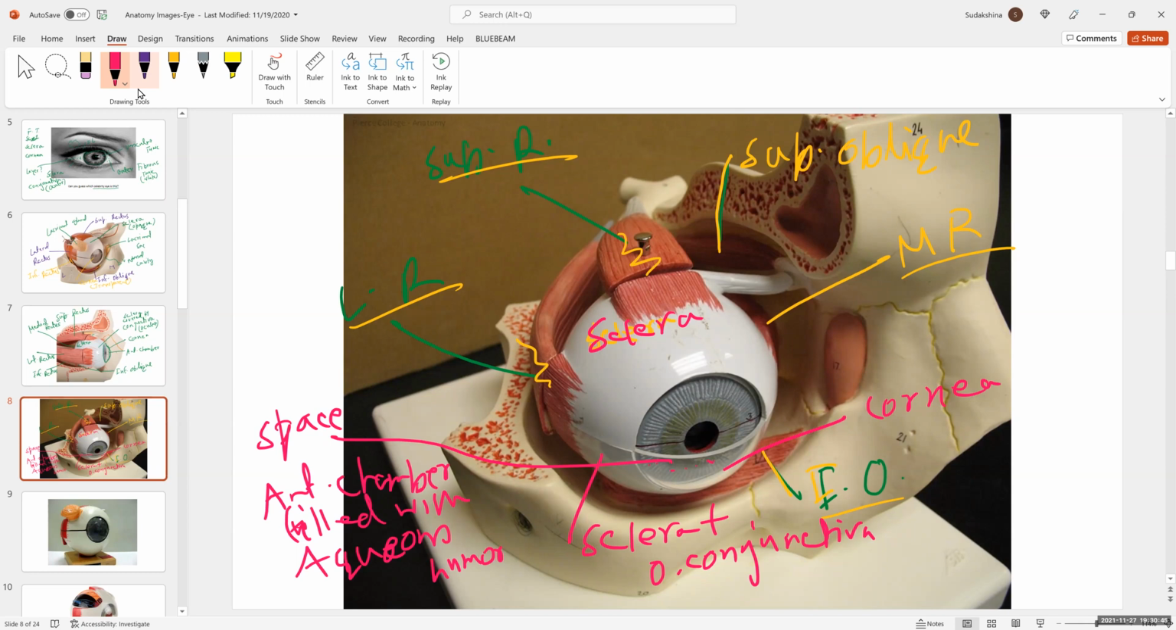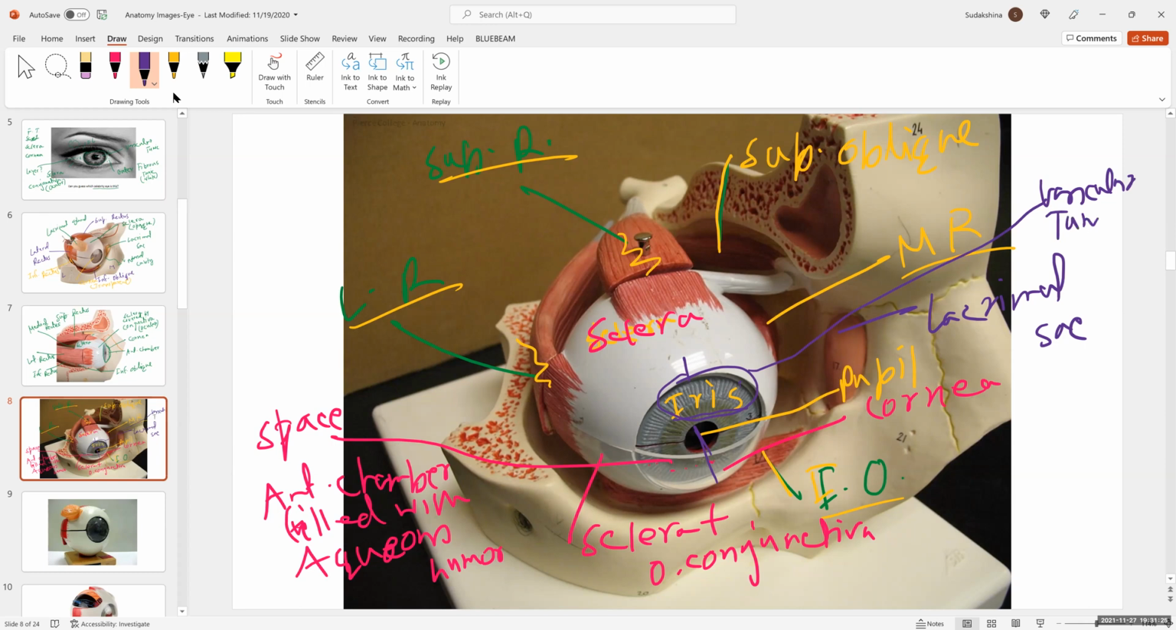Okay. What else do we see here? We see this is the iris. This is the pupil. We don't forget, we still see the lacrimal sac. We see all of these structures. So the pupil is an opening through which light passes. Iris is an extension of the vascular tunic. So this is no longer fibrous tunic. Iris is part of the vascular tunic.